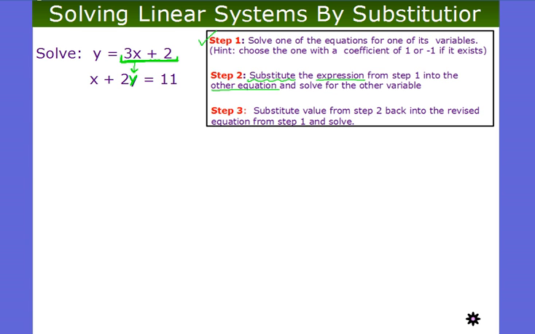So here's how I do that. I'm going to write the second equation. You write x plus 2, and then a set of parentheses equals 11. And then I'm going to take that expression and put it inside of the parentheses.